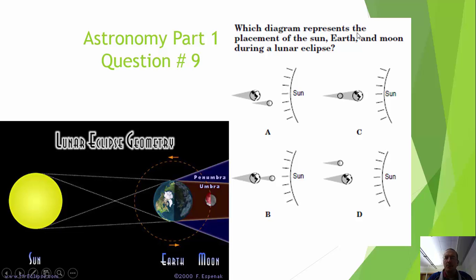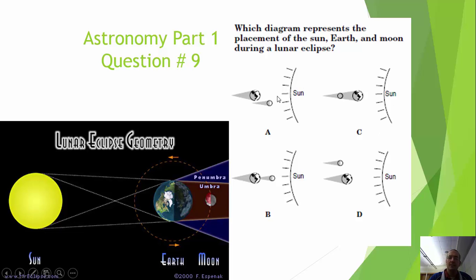Which diagram represents the placement of the sun, earth, and moon during a lunar eclipse? First of all, when we're talking about a lunar eclipse, we need to make sure that we understand what that represents. In this case, a lunar eclipse is where we block out the moon, either fully or partially. In this location, we have the sun, the earth, and then the moon in a lunar eclipse.